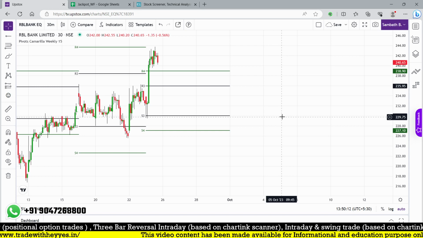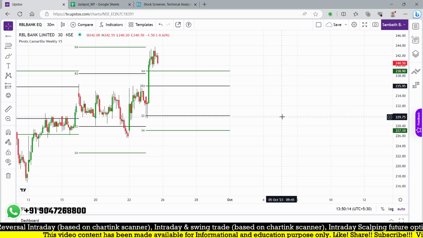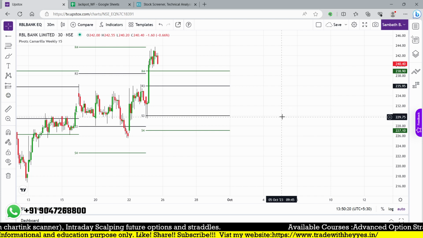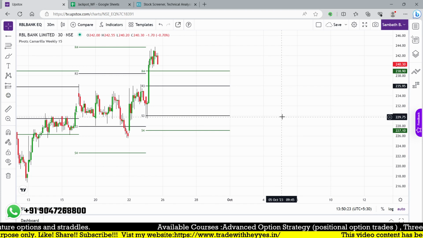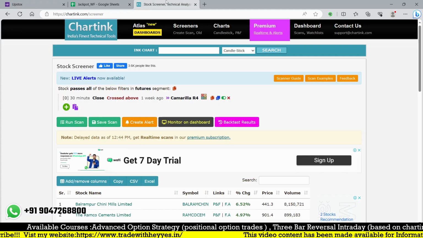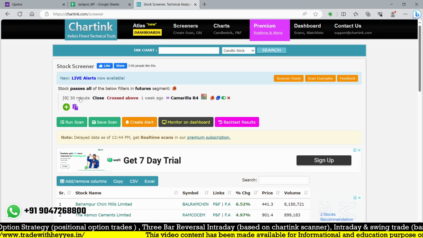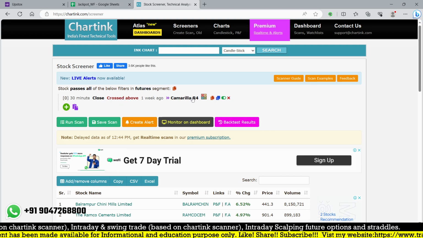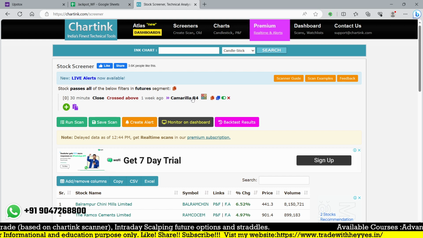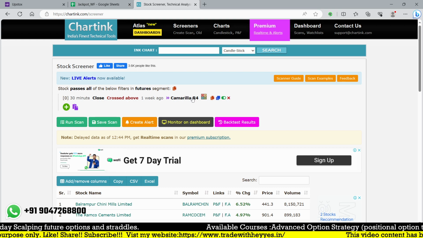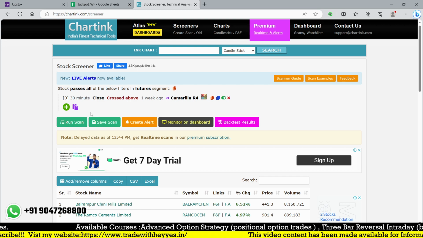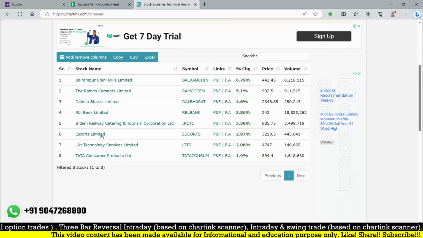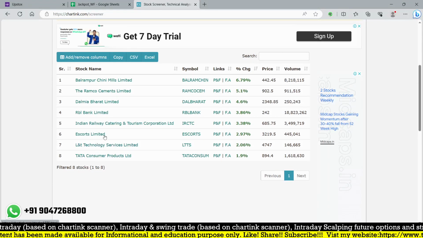Now I'm going to create the scanner which breaks the level in a 30 minutes time frame. So for the weekly R4 breakout stocks, I'm simply going with a 30 minutes time frame: the close crossed above 1 week ago Camarilla. Why am I using 1 week ago Camarilla? It is the level derived from the previous day's level for the current week. This is the simple condition which I created. So we get Balrampur Chini, Ramco Cement, Dalmia Bharat, RBL Bank, Tata Consumer Products, so a lot of stocks.